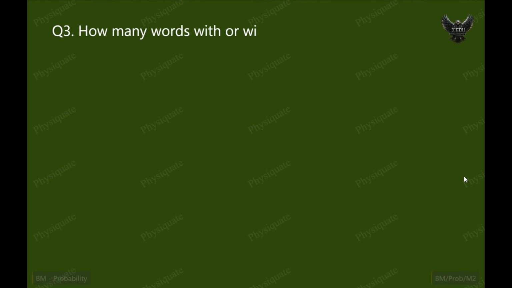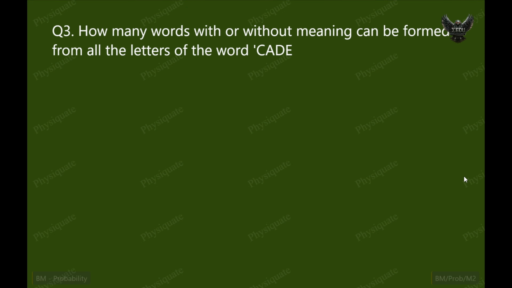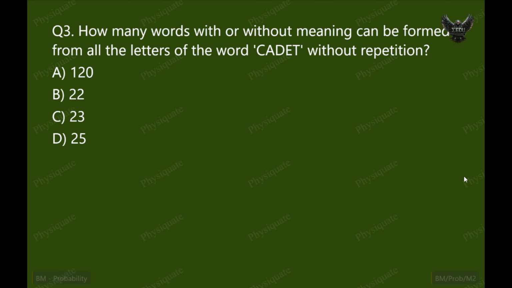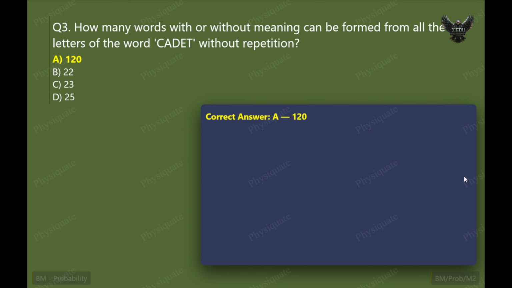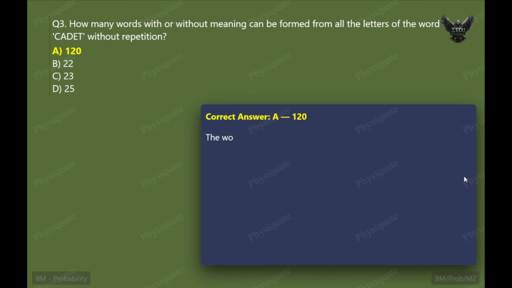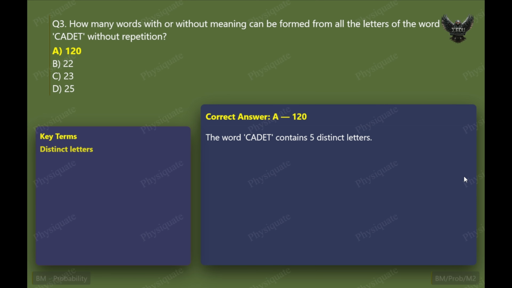Question 3. How many words with or without meaning can be formed from all the letters of the word cadet without repetition? Correct answer is option A. The word cadet contains 5 distinct letters. Now let us consider distinct letters. Distinct letters are different elements with no repetition, so each letter is unique and contributes independently to arrangements.